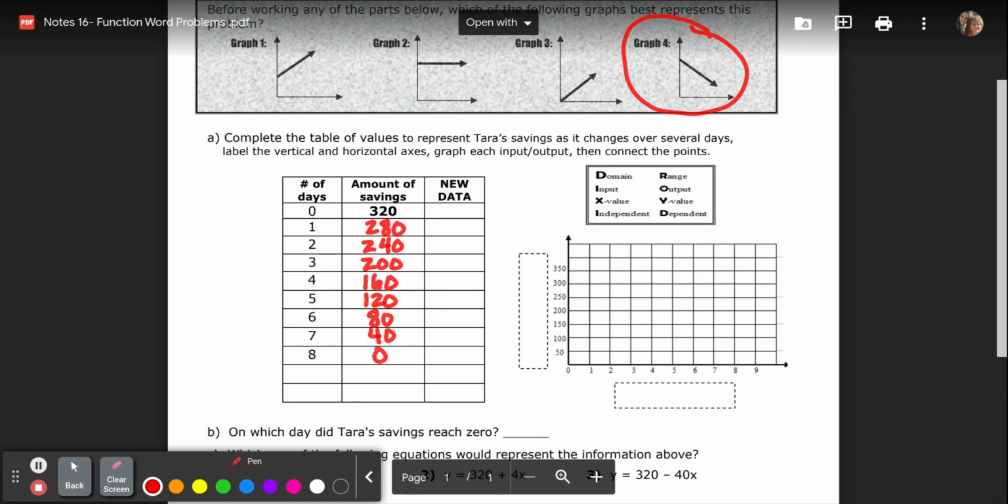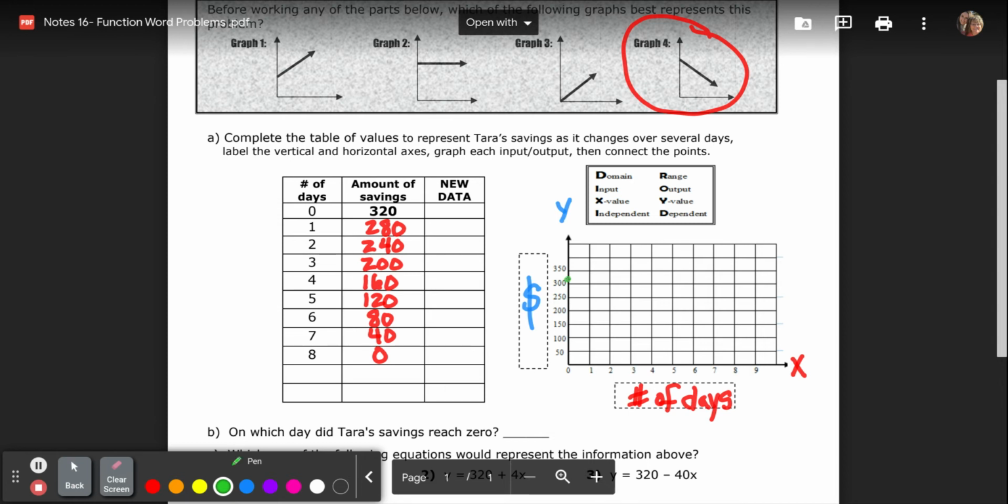All right. So then we're going to come over here, and our x will be our number of days. So this is our x-axis. And then our y-axis is here. And that will be the money. Okay, so let's take a look here. So on 0 days, she's at 320. So it's going to be up here, maybe about right in there.